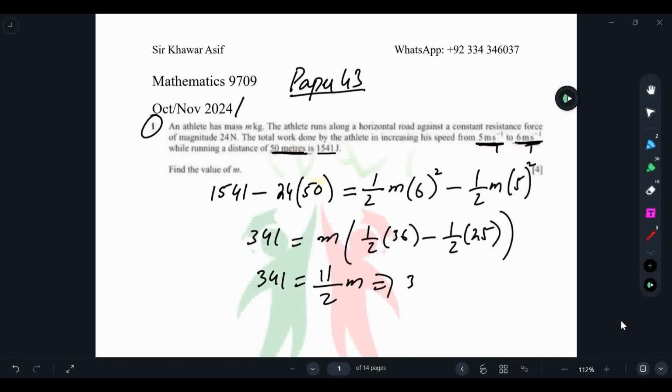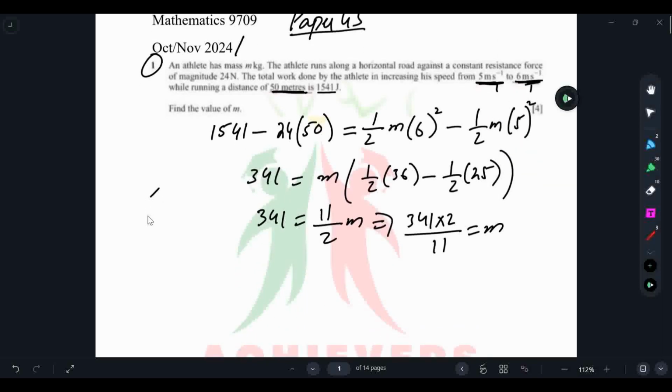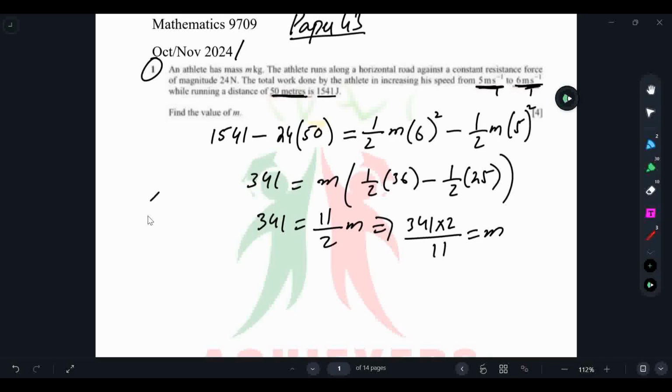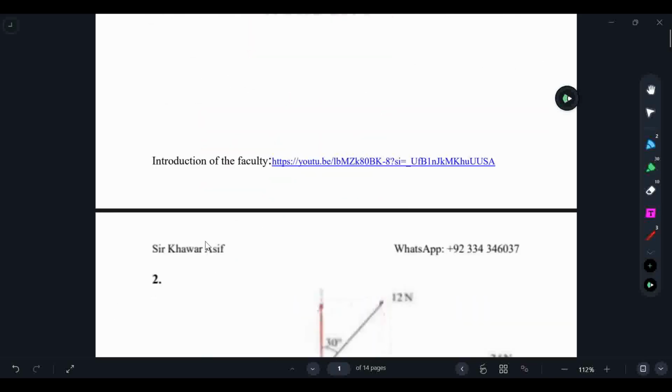And if we rearrange it, 341 multiplied by 2 divided by 11 will be the final answer. So 341 multiplied by 2, whole divided by 11, the final answer will be 62. So the mass will be 62 kg. Okay, m is equal to 62, and 62 will be the final answer. Let's move to the next question, question number 2.